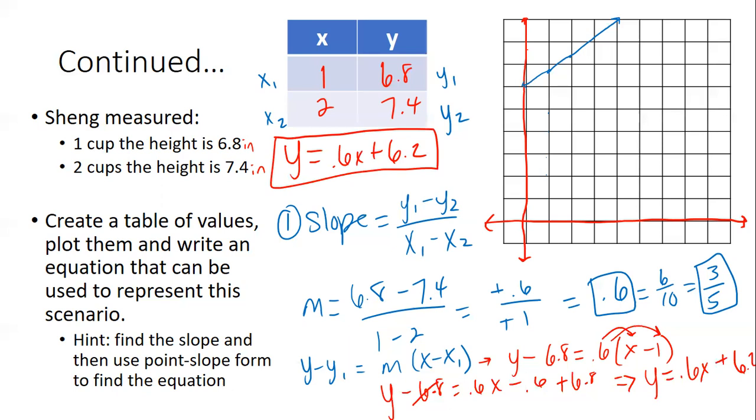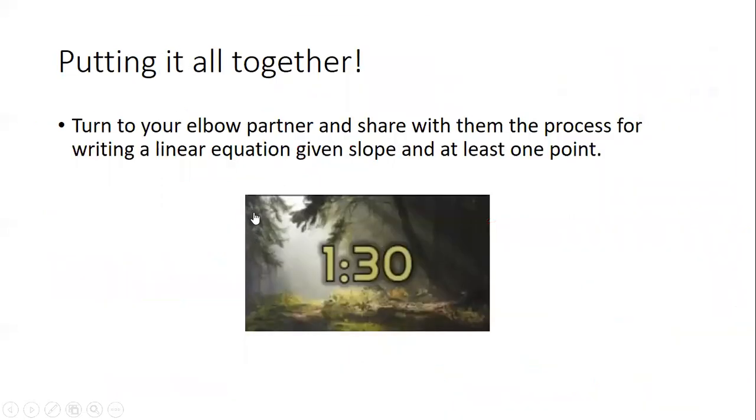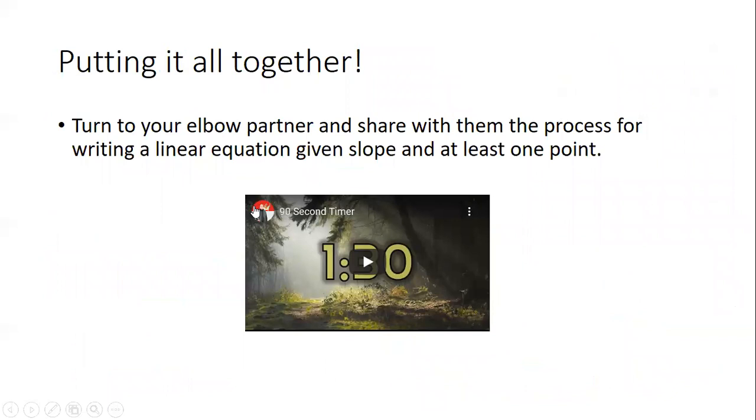Do y'all kind of remember doing this a little bit in your past lives? Okay, perfect. What we're going to do is, you have to make sure you get this. I want you to take a moment and turn to your table mate, your elbow partner, and in your own words, explain to them the process of finding a linear equation given the slope and a point. So explain what we just did.